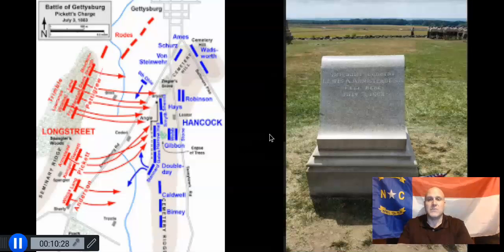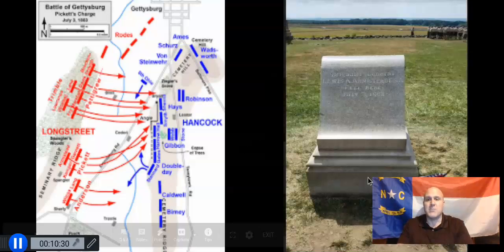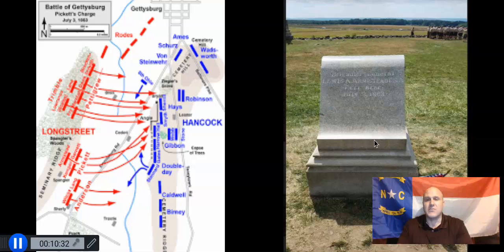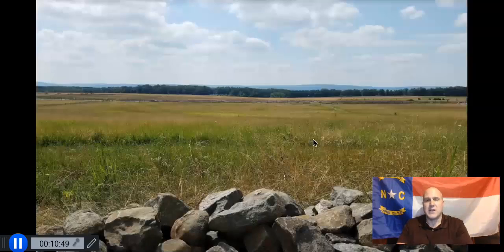This is what they call the high mark. This is how far in, as the farthest person who got into the Union line. Pickett's Charge. Right here, you see all this red? This was the Confederacy walking across a wide open field. This is that wide open field. The Union Army was standing behind this line, just shooting cannon fire, shooting muskets, killing these guys.